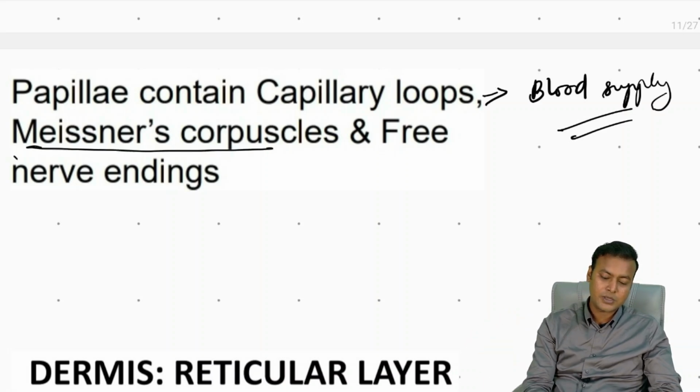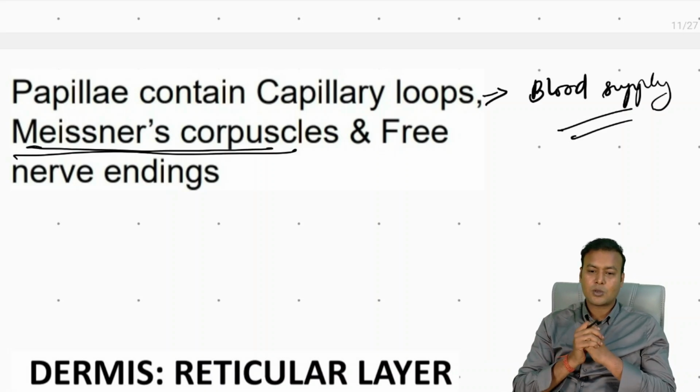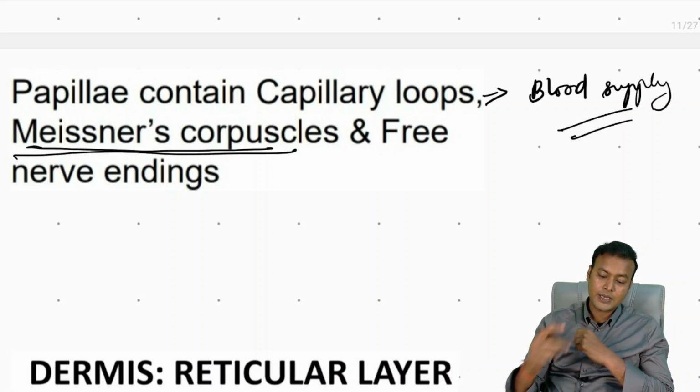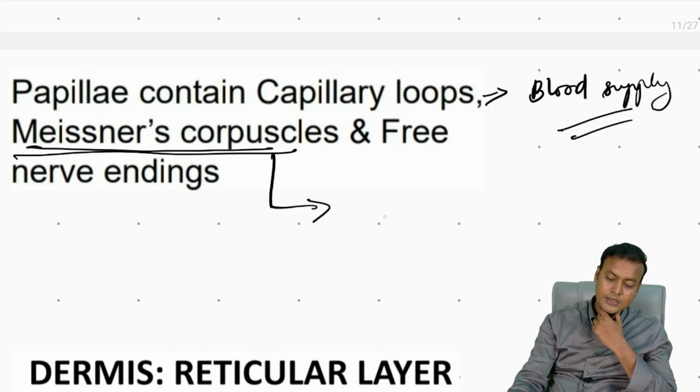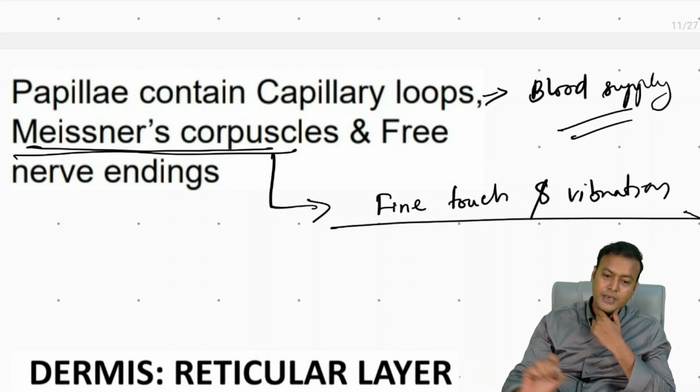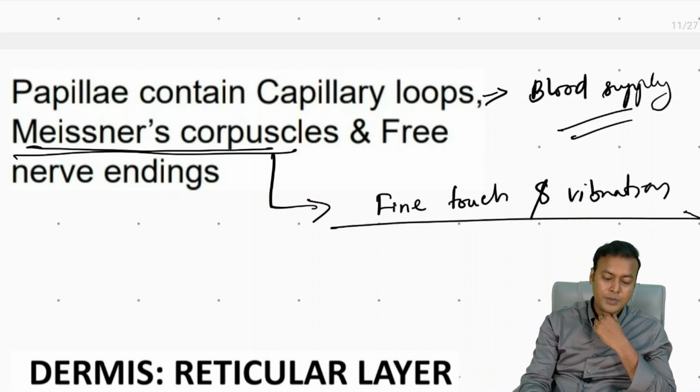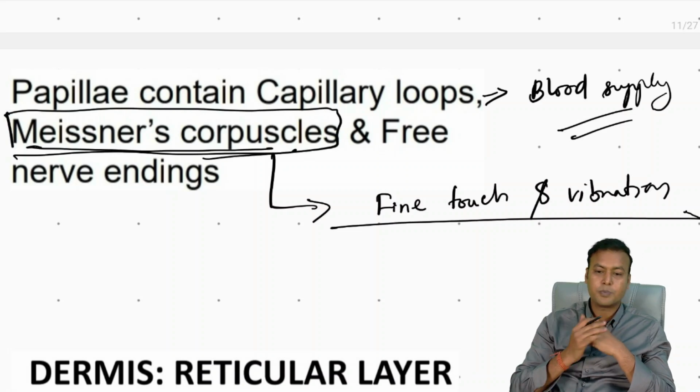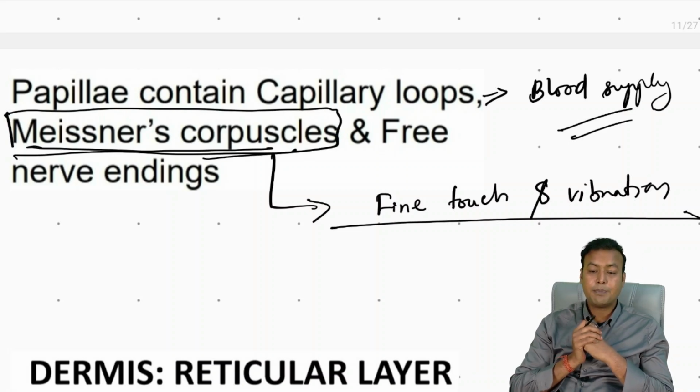Meissner corpuscles. What is the Meissner corpuscle? These are special mechanoreceptor cells, and they can sense fine touch and vibration. So fine touch and vibration is being sensed by these Meissner corpuscles, which are present in the capillary layer of the dermis. Kindly remember, these are a few important cells.